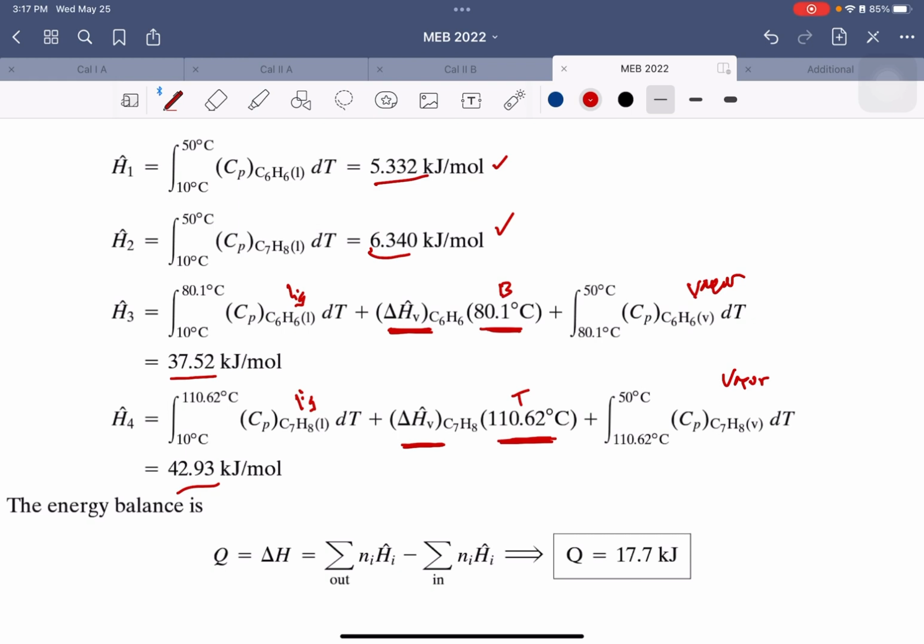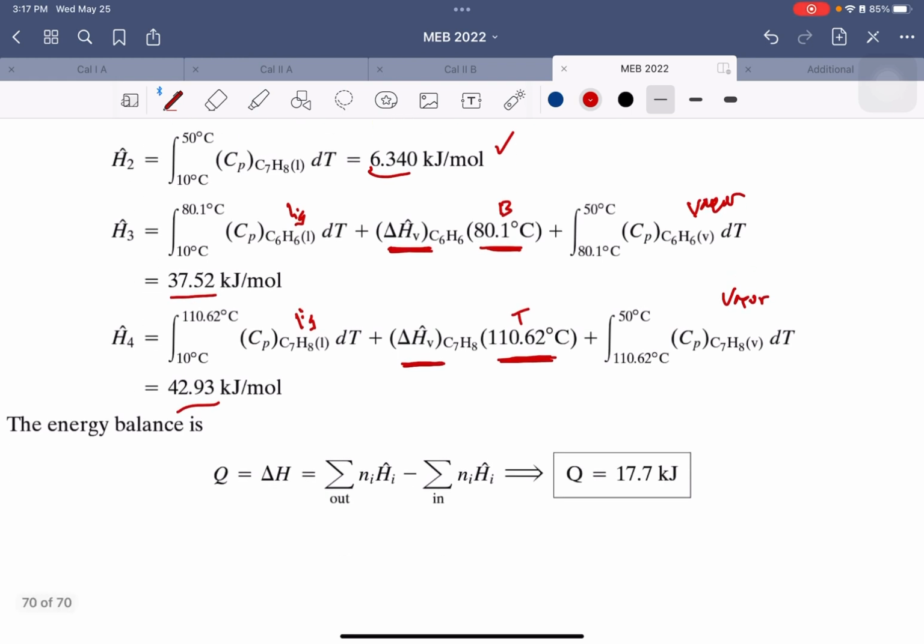We get all the numbers, and thus for the energy balance, we just multiply all the moles with the specific enthalpy, and then subtract the input. So output minus input, we get the heat that we are going to have is 17.7 kilojoules.